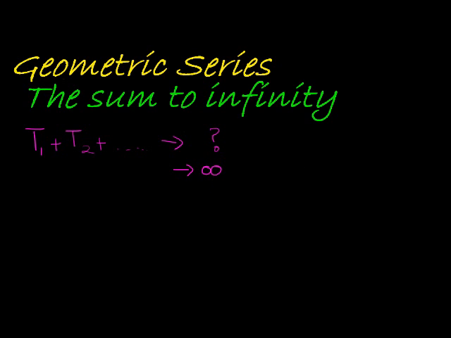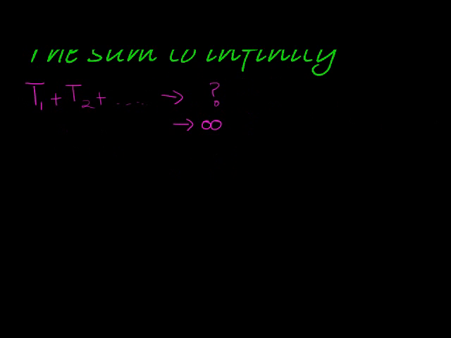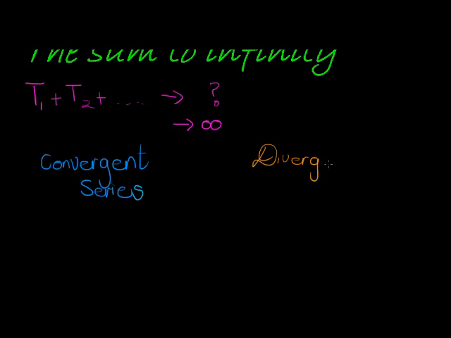Okay. Now, these two scenarios are described by two different words. The one is converge, so we get convergent series, and we get divergent series. Okay, so what is the difference, and how will I remember the difference?